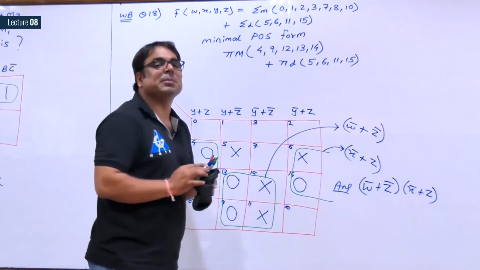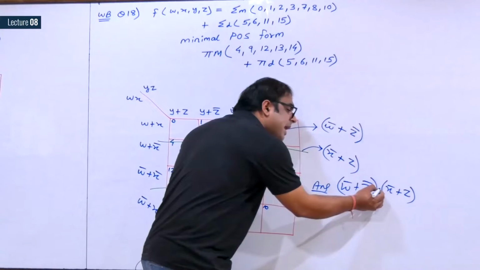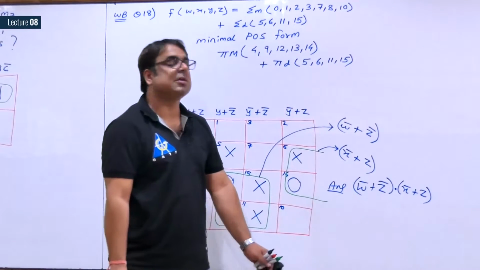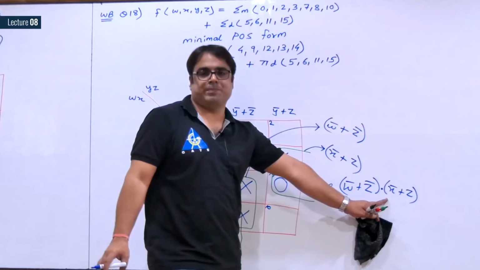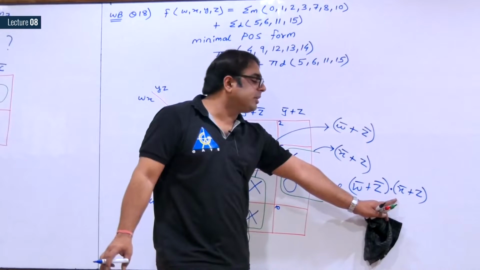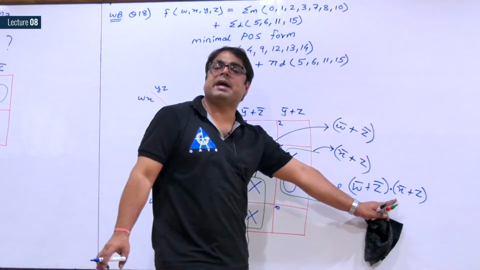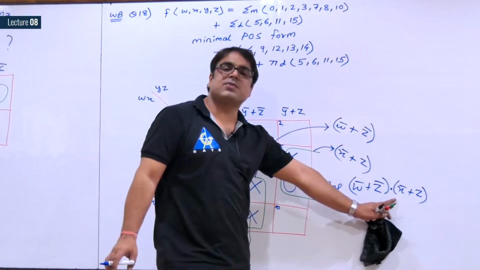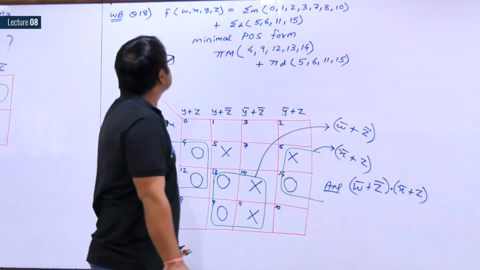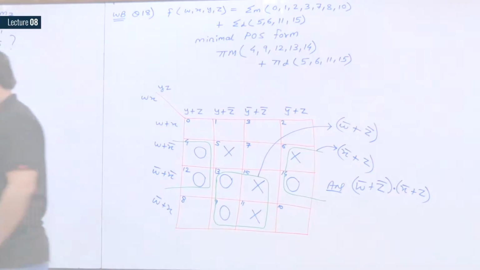Individual terms are sum terms. We have multiplied the individual sum terms, product of sums, POS. This is the correct answer for question number 18.